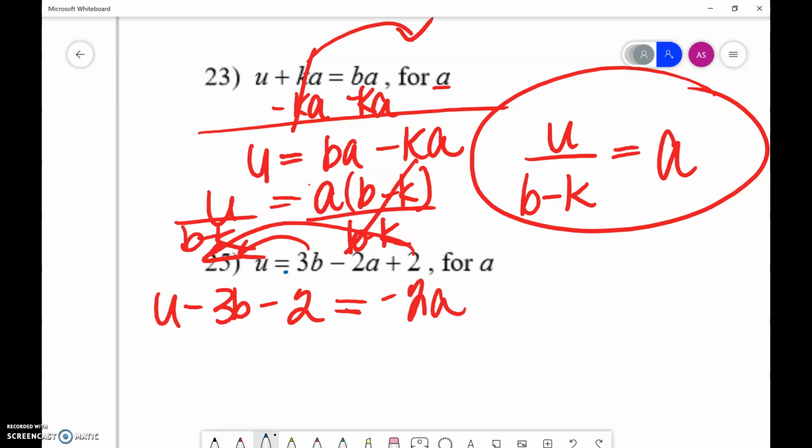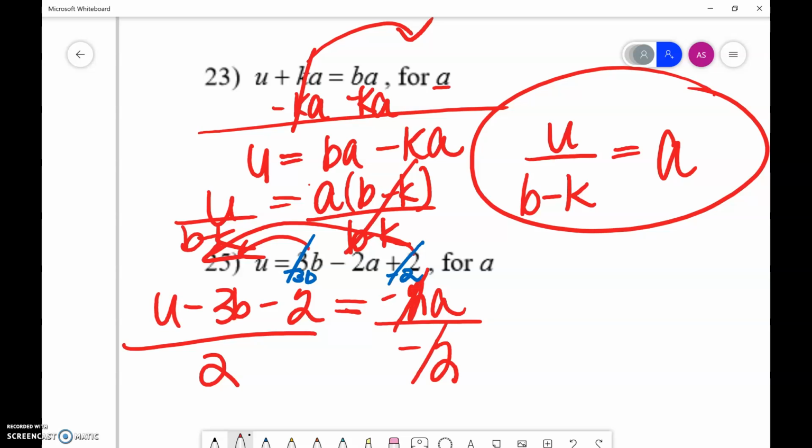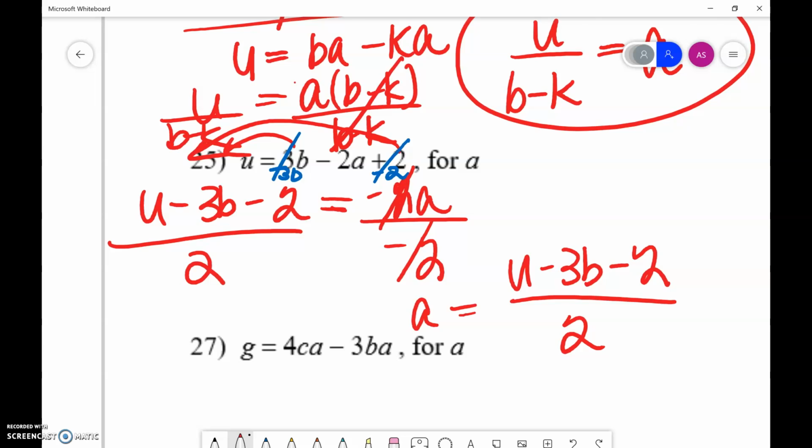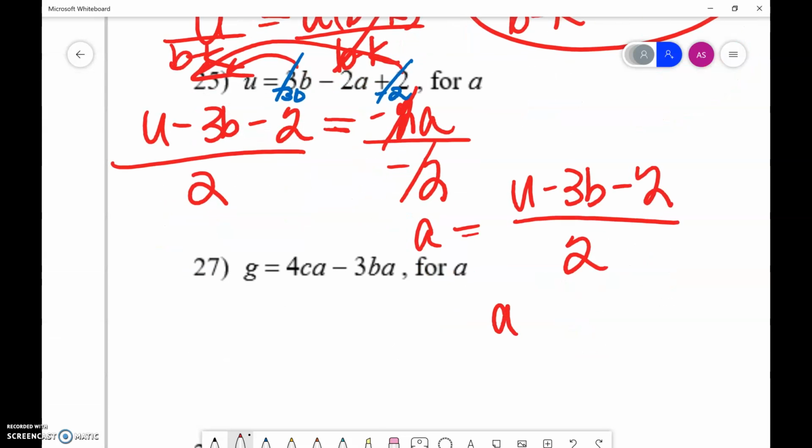If you need to really see that, all I did was subtract 3b on both sides, and then I subtracted 2a on both sides, and now it's over here and it canceled out here. From here, I'm going to divide both sides by -2, and my final answer will be a equals u minus 3b minus 2 divided by 2. Now, I could clean that up some. I could make this u over 2 minus 3b over 2 minus 1. Okay.